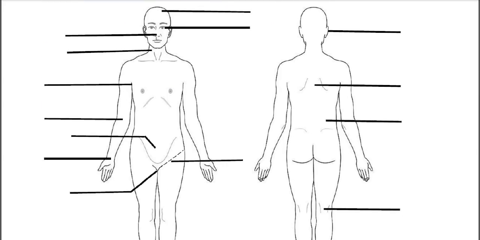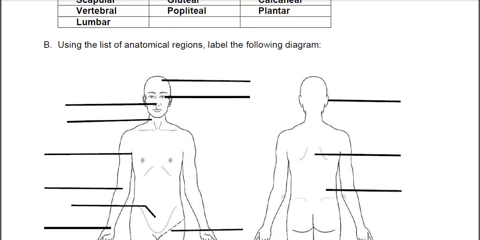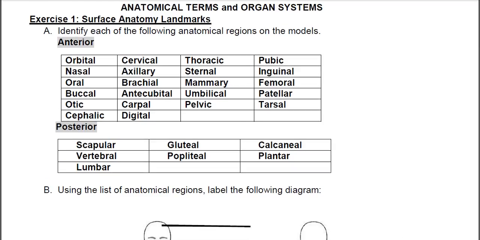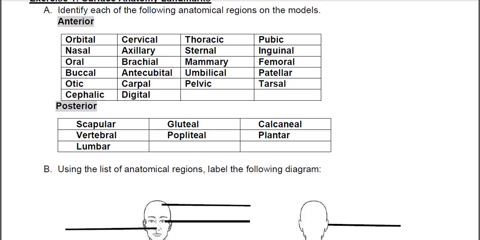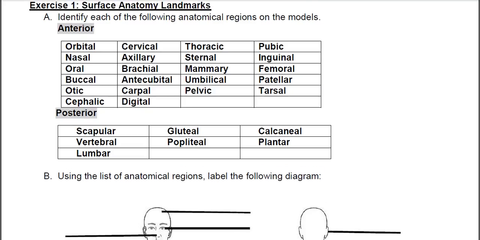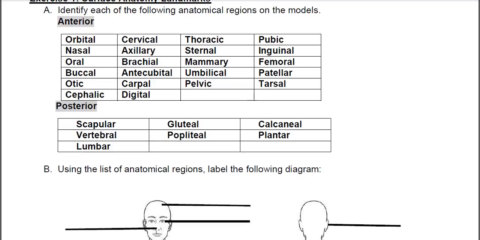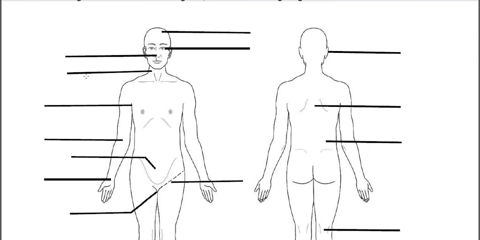So here we are looking at body regions. And up here we have a table of regions that we can use to fill in the diagram. You'll notice there are more regions up here in this table than there are in the diagrams. The lab manual was made for the in-person class, and so in lab we have models where we can see all of these different regions. For the online course, you are only responsible for the ones that show up in the diagrams. If they show up on a diagram, they're fair game for the lab exam.